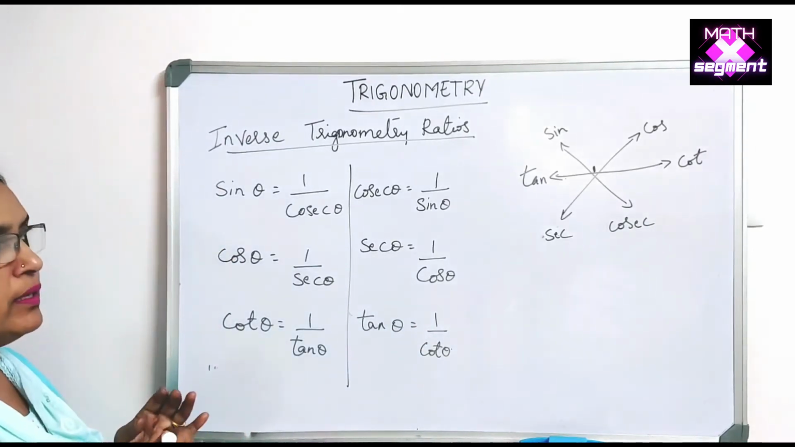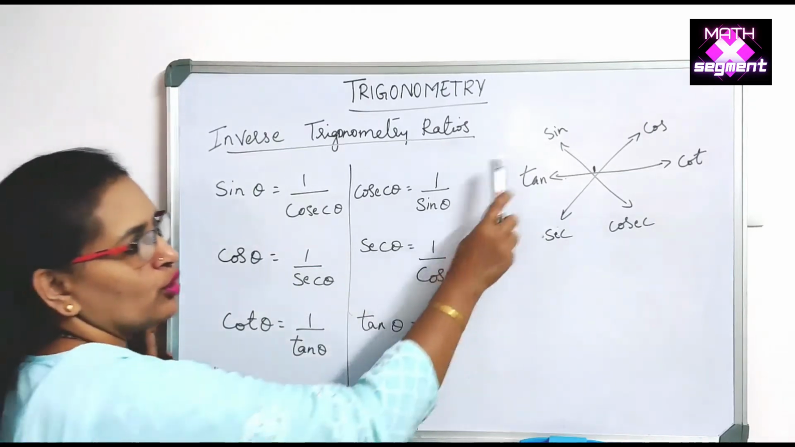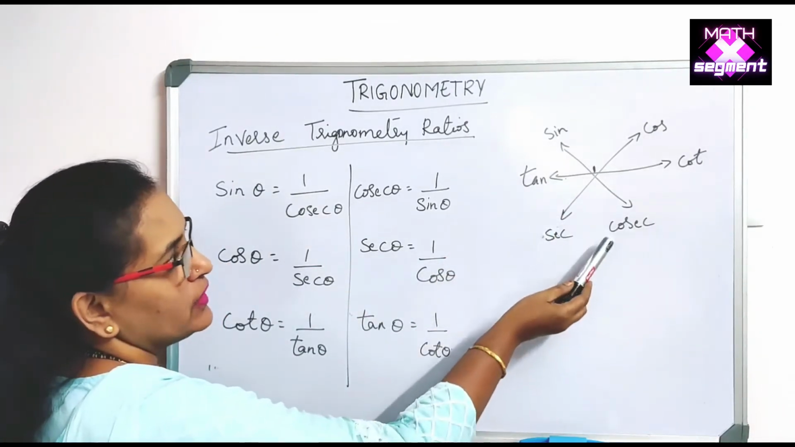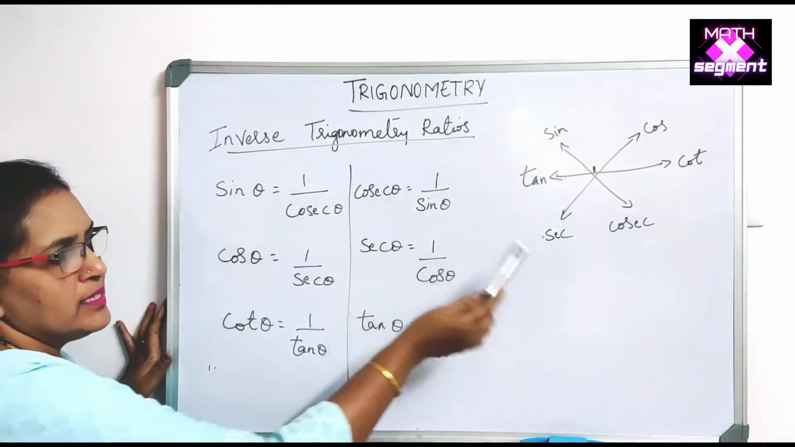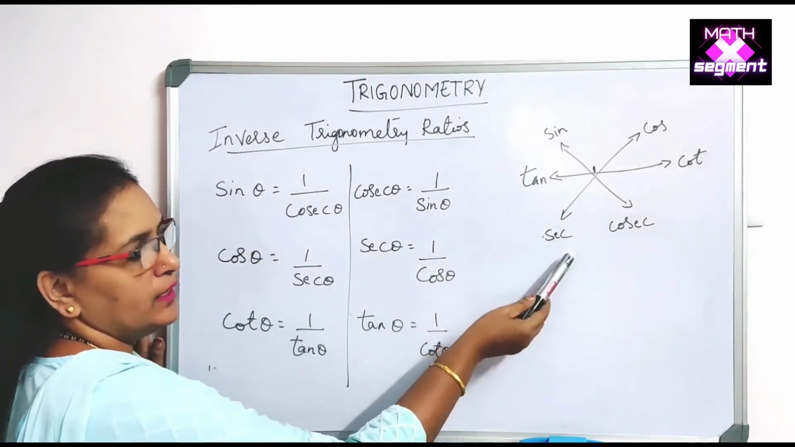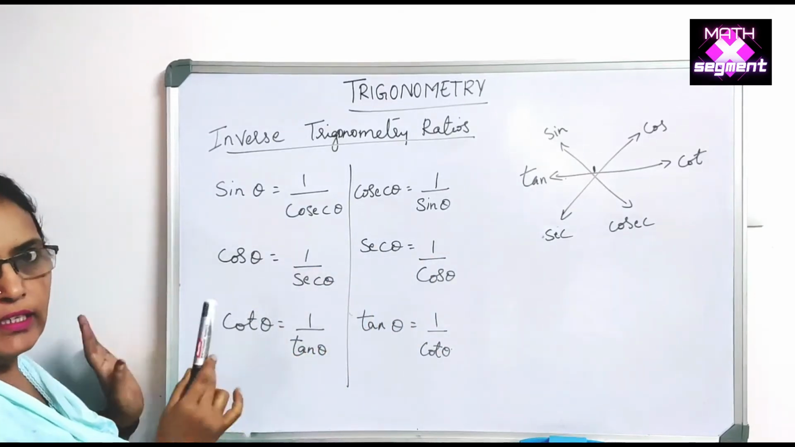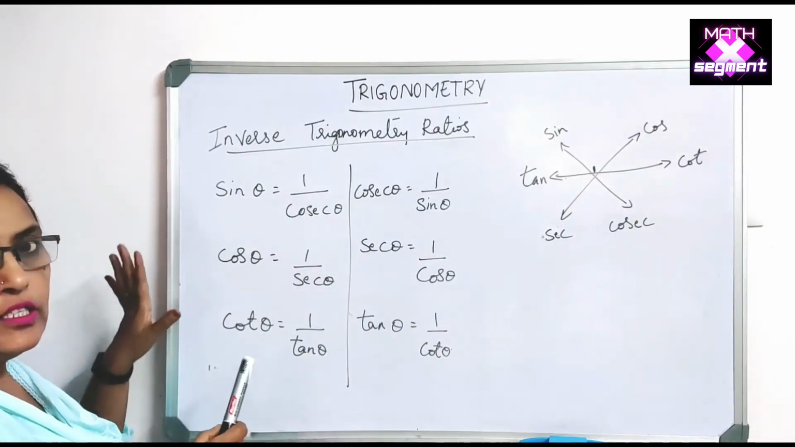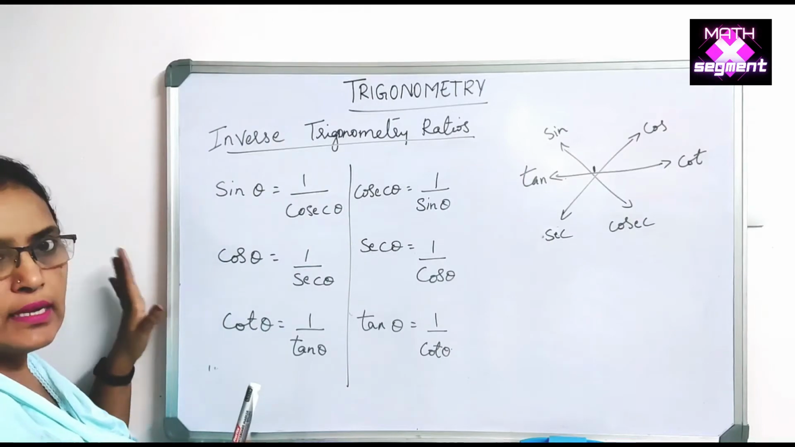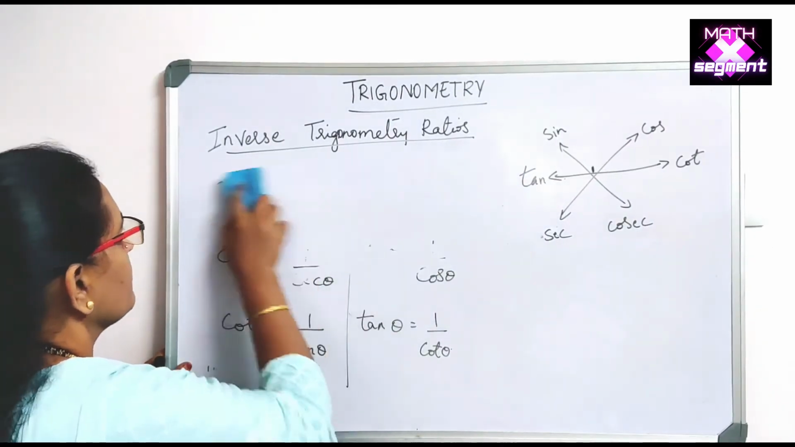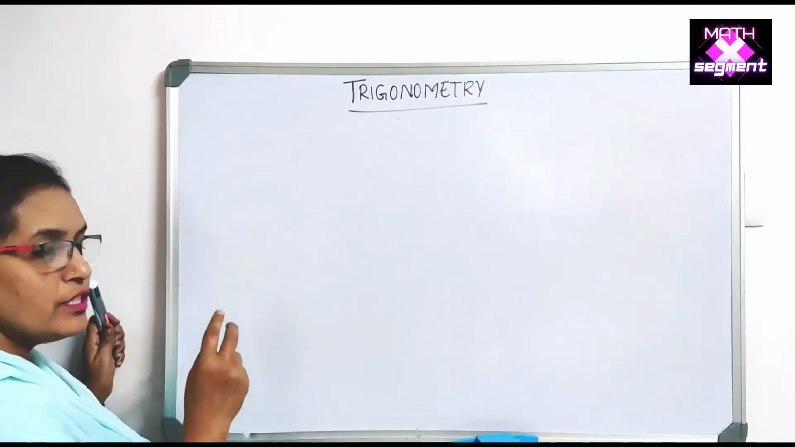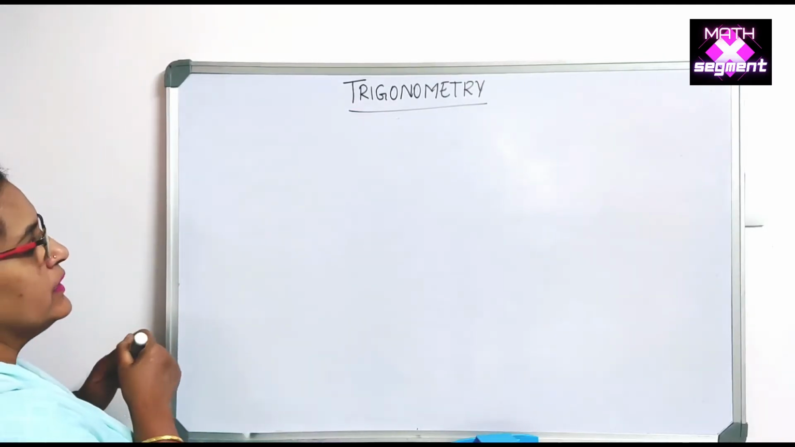You can remember this very easily when you draw the figure. If you don't remember, just try this figure 2 or 3 times and then you can remember the inverse ratios. It is very helpful to solve the sums while doing the trigonometry chapter. So we have finished 2 ways of finding trigonometric ratios.